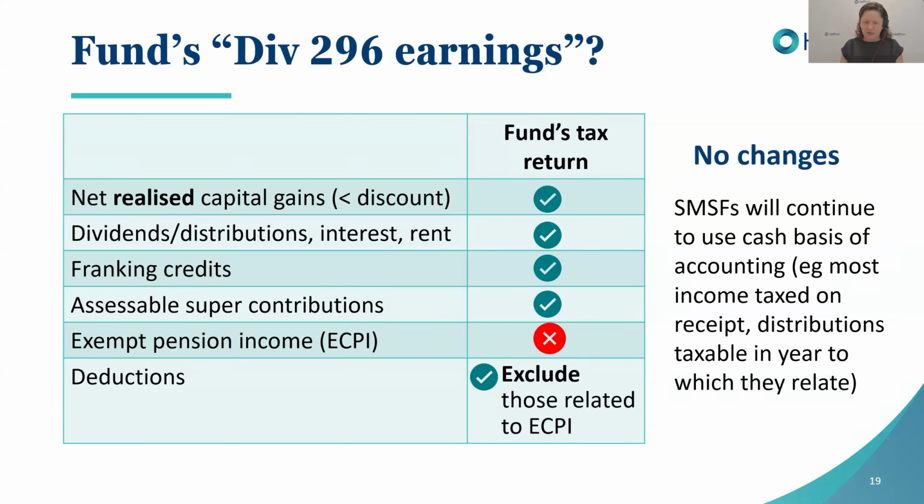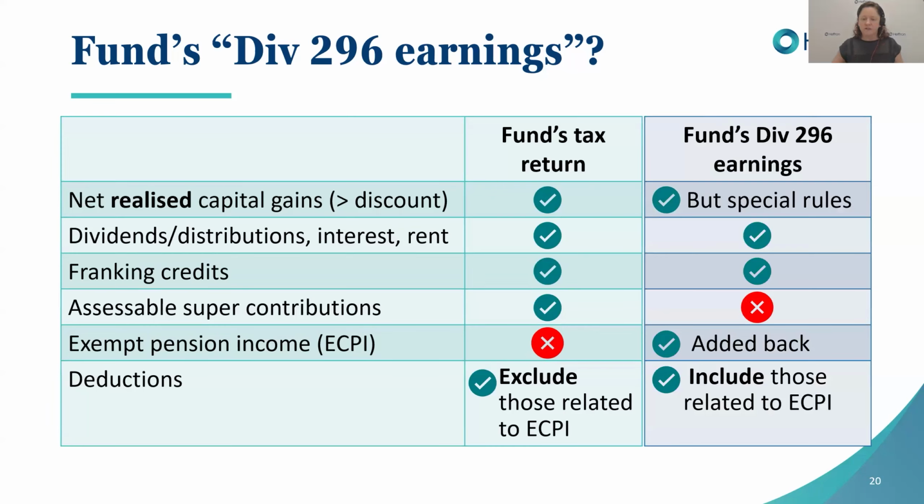Now, there are no changes to how we're going to calculate the fund's tax calculations. All the stuff that I'm about to talk about is purely for the purposes of working out our Div 296 earnings. So from the fund's point of view, normal tax rules will continue to tax our investment income on a cash basis. So most income is going to be taxed on receipt. Distributions is the odd one because they're taxable in the year to which they relate.